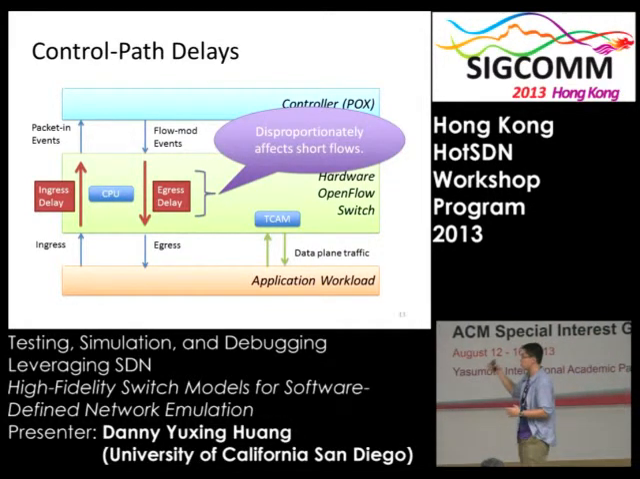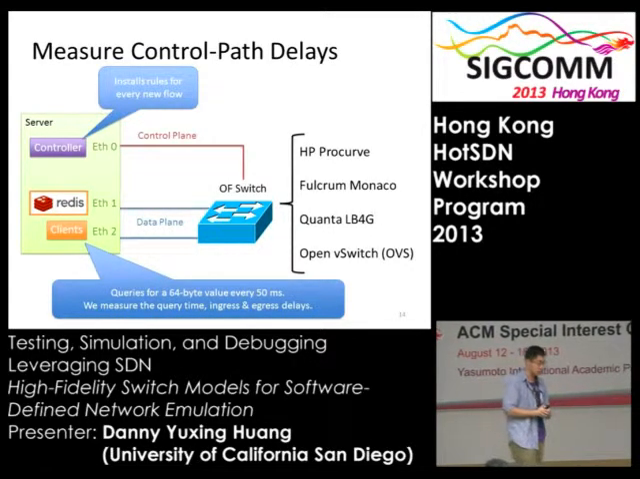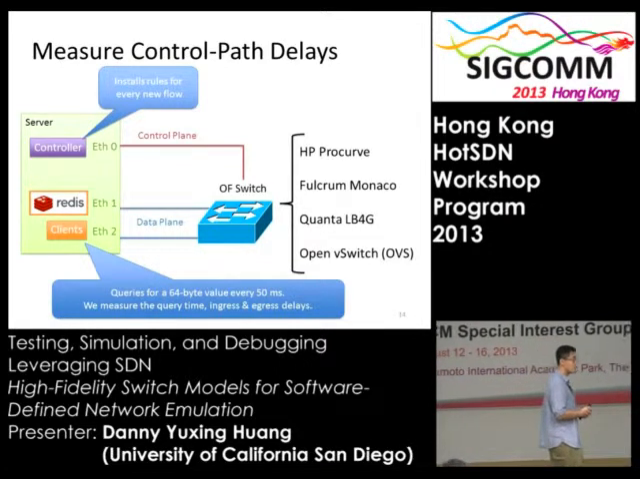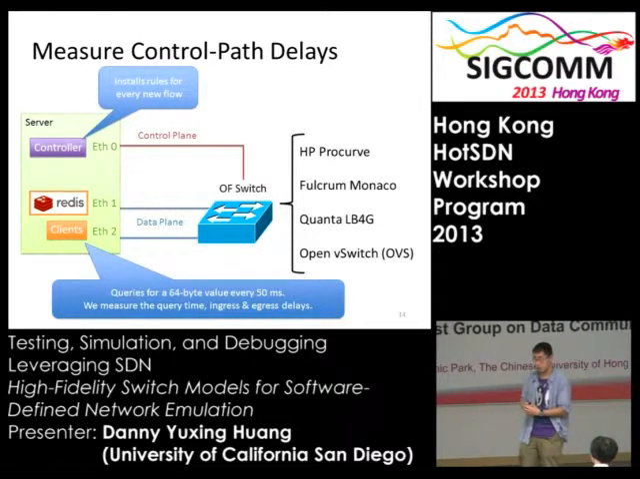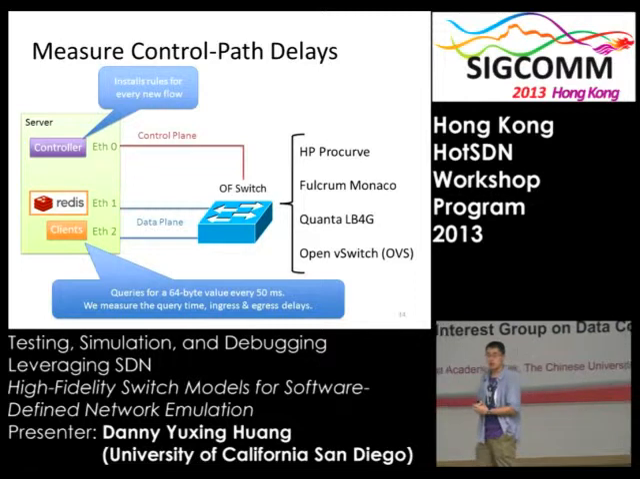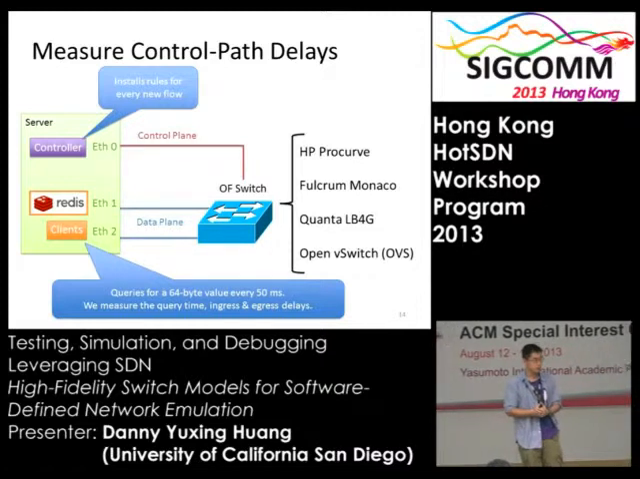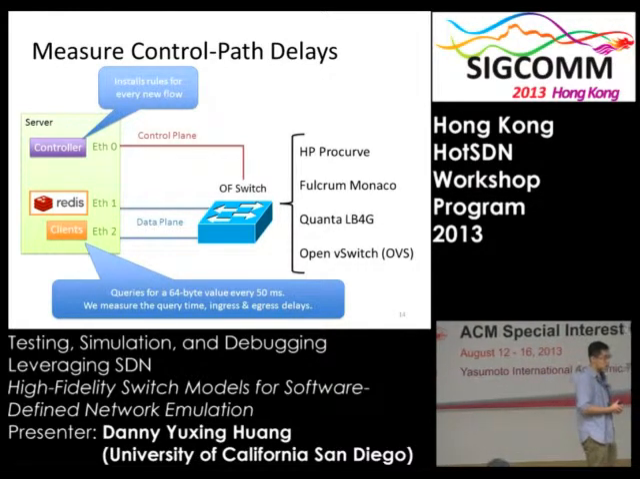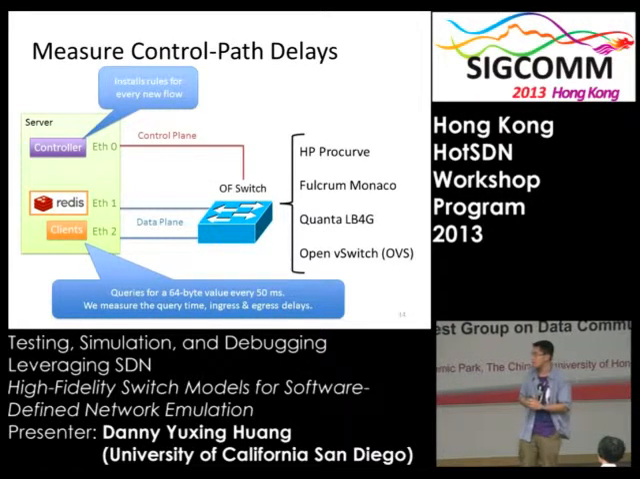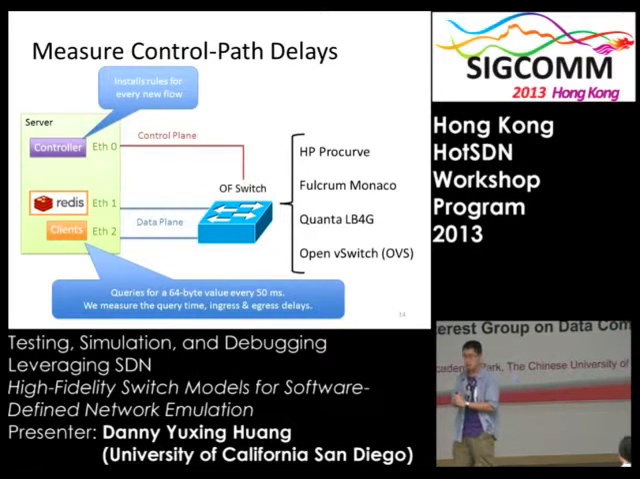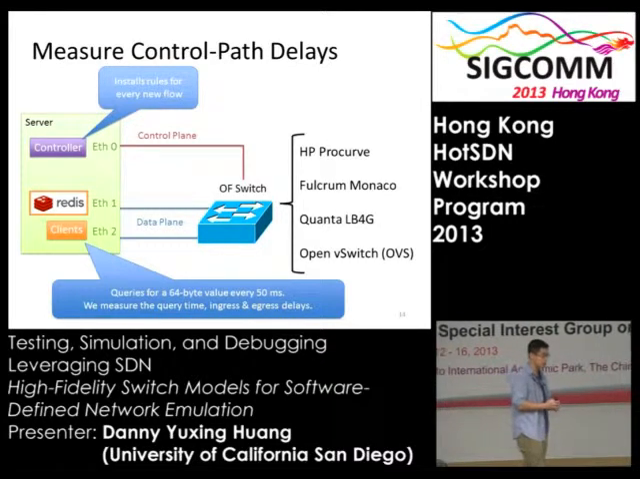So we create this test harness that would help us measure the ingress and egress delays. It has a test server connected to a switch. The test server runs the controller, which installs a new rule for every new flow. It runs the Redis server, as well as the Redis client. What the Redis client does is create new microflows every 50 milliseconds. Each of these microflows is effectively a Redis query that requests a 64-byte value, so it's a really tiny flow. We measure the time taken for each Redis query to complete. We will also measure the ingress and egress delays that occur at the switch.